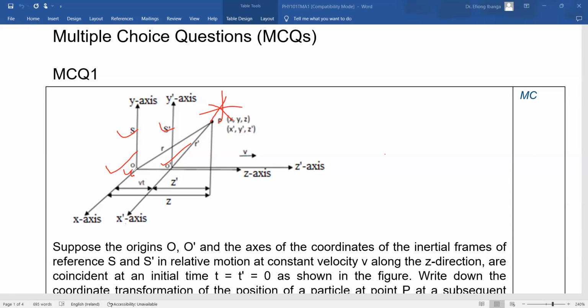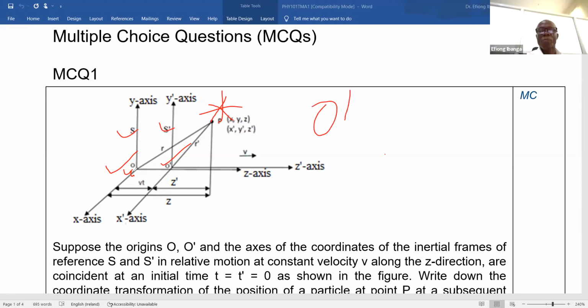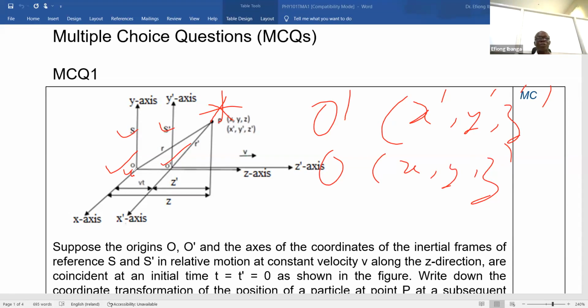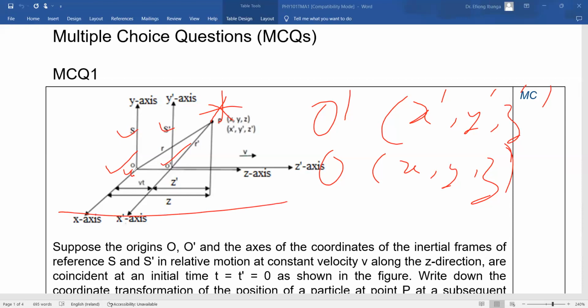So the observer O prime gives his observation as x prime, y prime, z prime. The observer O gives his own as x, y, z. Now the question is, is there any relationship between these two coordinate systems? All these readings that they have taken, are they related? In what way are they related? This is what this diagram is trying to show. Let us try to answer this question. I'm going to guide you to answer the question by yourselves. So this is what I want you to do now.